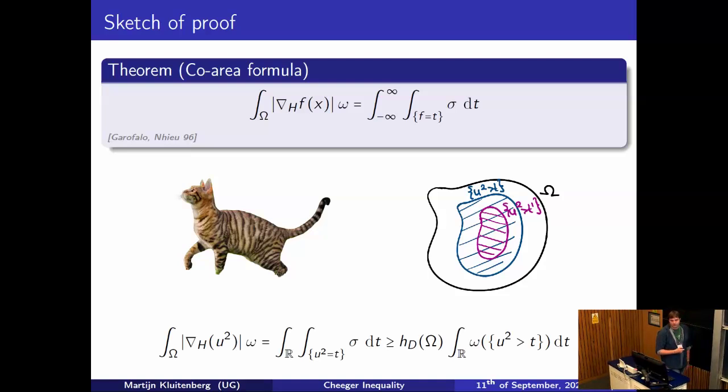Because the Cheeger constant is the infimum, I can replace this by just the volume of what it's the boundary of. And this last integral here is equal to the norm of u squared by some funny thing called the layer cake formula, which I think is amusing. So that's the proof of the co-area formula in the Dirichlet case. Very nice.